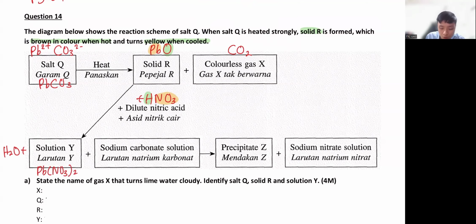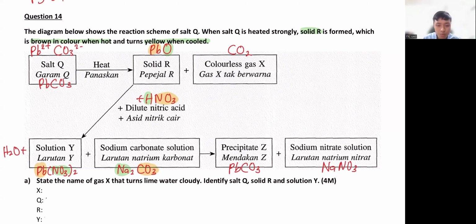Okay. Pb nitrate continues to react with sodium carbonate. What do they form? Same thing. I try again. Pb we find another partner which is carbonate. For Na we find another partner which is NO3. So this one is sodium nitrate. Precipitate means PbCO3, correct? Correct, because carbonate is an insoluble salt.